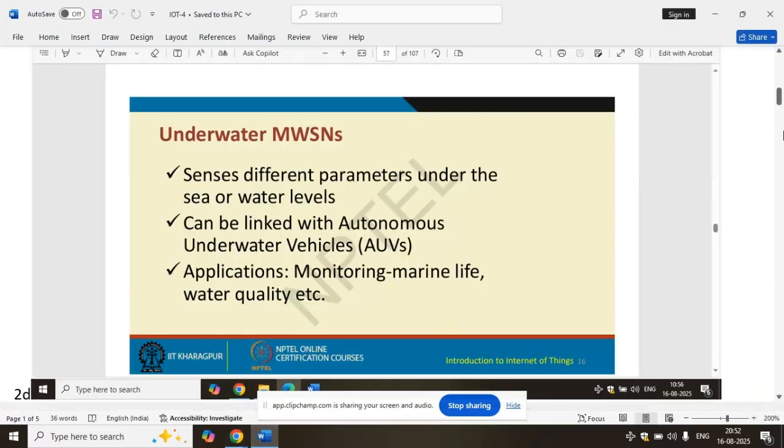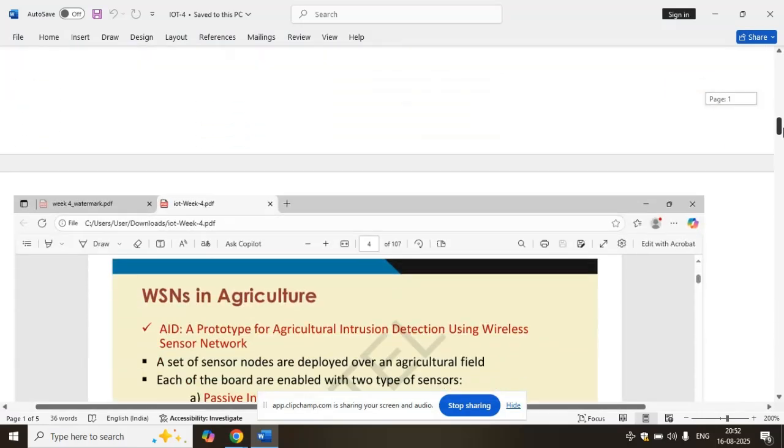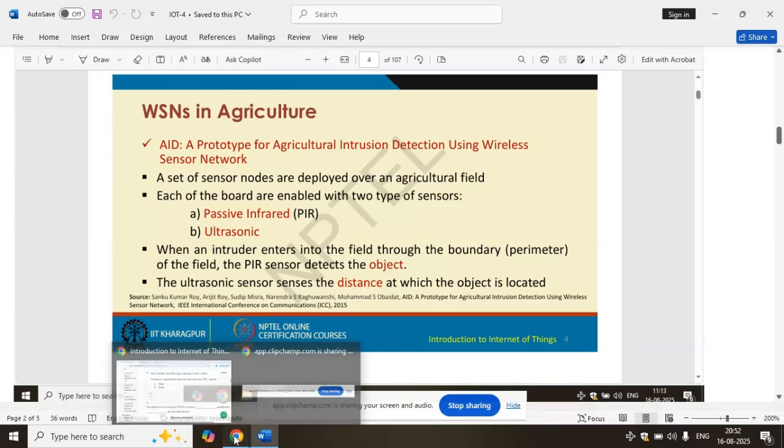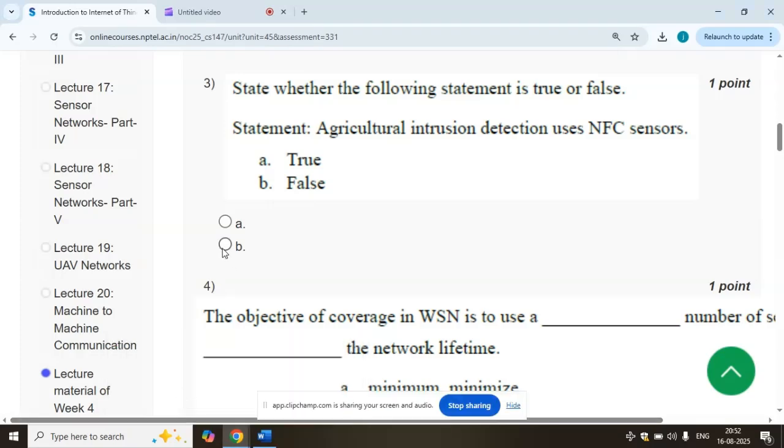Third one. So third one you can see here. So wireless sensor networks in agriculture. AID, prototype for agricultural intrusion. AID stands for Agricultural Intrusion Detection using wireless sensor network. So it uses passive infrared PIR and ultrasonics. So PIR is used for detecting object, whereas ultrasonic sensors are used to sense distance. So you can see three is false.